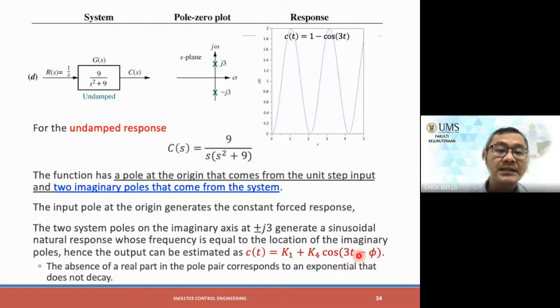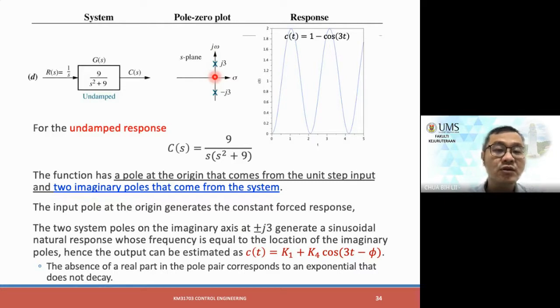Next would be the cases where we have the undamped response. How would it look when it never damps, for the particular second order system itself? You will see that the denominator part will have two imaginary poles, because from this, what we get is just plus minus j3. We don't have any real values. The real values are 0.